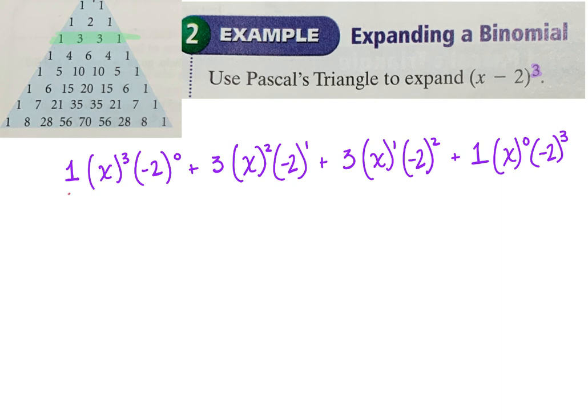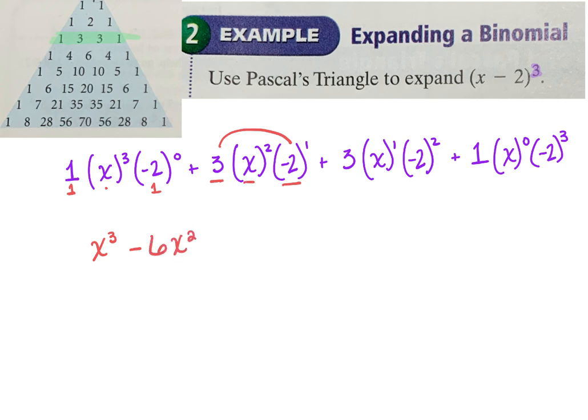So I have a 1. And then negative 2 to the 0 power is also a 1. So I have a 1 times a 1 times an x cubed. So I have x cubed there. All right? Then I have a 3. Negative 2 to the 1st power is negative 2. So 3 times negative 2 is negative 6, right? And so now my coefficient's not just 3. It includes what that negative 2 does to it. So that becomes negative 6, and then I have an x squared.